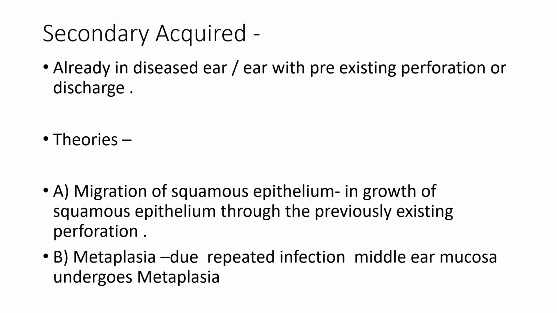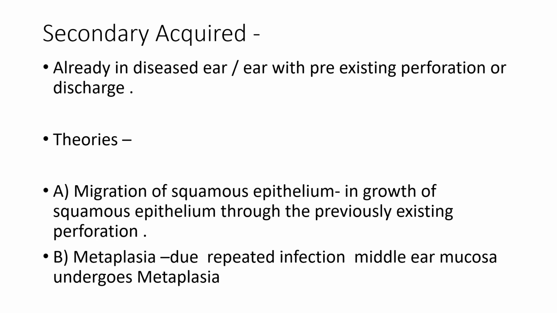Now coming to secondary acquired cholesteatoma. Why is it known as secondary acquired cholesteatoma? Because in this the cholesteatoma is seen in an already diseased ear, or in an ear with pre-existing tympanic membrane perforation or ear discharge. So what are the important theories related to this? First one is the migration of squamous epithelium. This states that the cholesteatoma gets formed due to migration of squamous epithelium through the previously existing perforation.